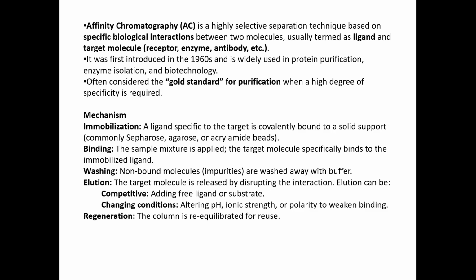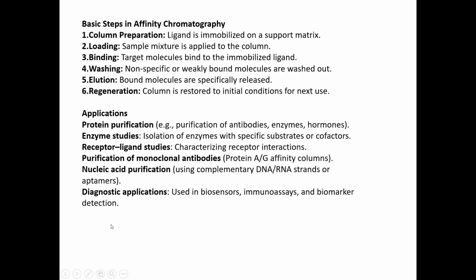So once you have eluted out your protein of interest, you have to equilibrate your column again so that you can reuse it for the next time. So these are the basic mechanisms: immobilization, binding, washing, elution, and regeneration.